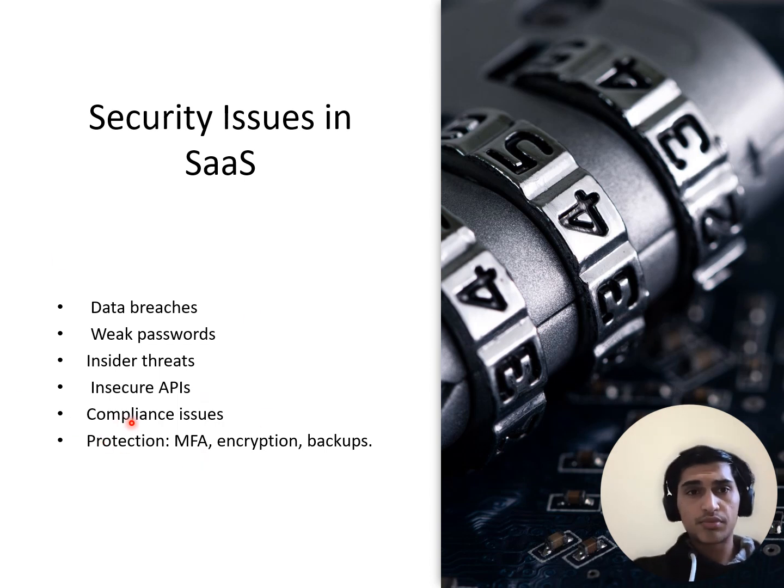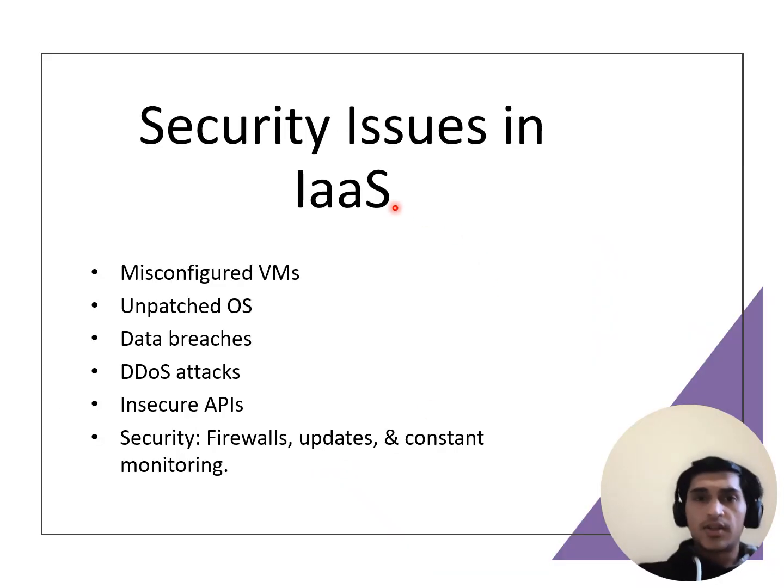To be protected from security issues in software as a service, the protections can be MFA, which is multi-factor authentication, and role-based access control, RBAC, which we will be discussing further. Encryption and backups are also needed for everything. Even for IaaS there's going to be backup, but it's not mentioned here. Backup is one of the most important security things that particularly needs to be assessed and monitored.